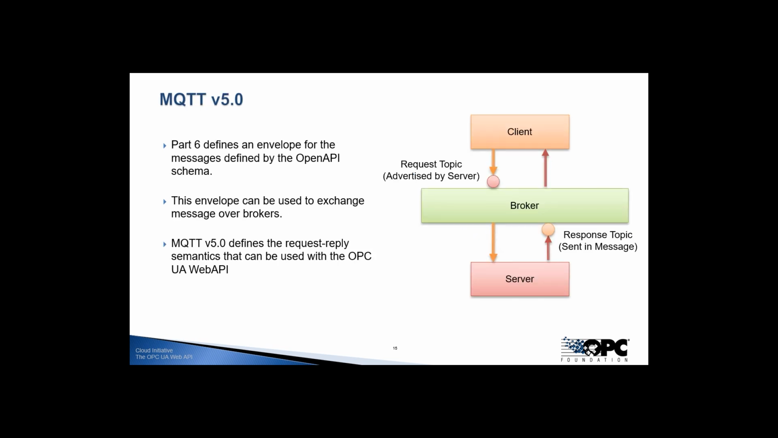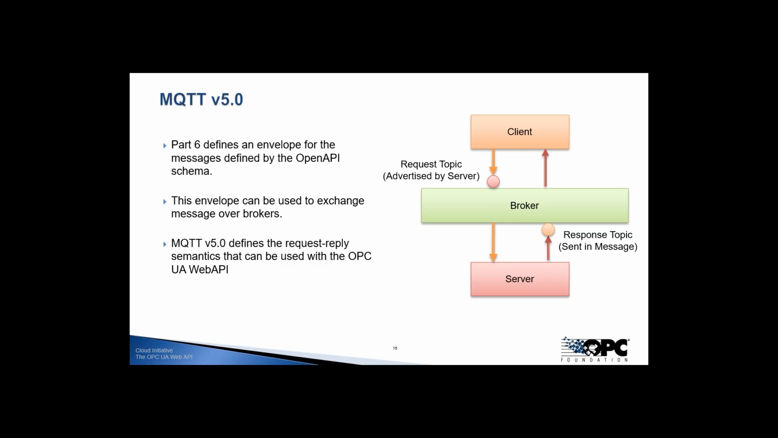Now, as I mentioned in the previous slide, we created this generic envelope to allow you to bundle up the OpenAPI request and send it out over any transport. That means you can also use the OpenAPI to do request response over a broker. And this comes up periodically. People have an MQTT broker, and they would love to be able to talk to a server behind the broker, and MQTT 5.0 happens to have some REST request reply semantics built into the MQTT protocol that you could take advantage of.